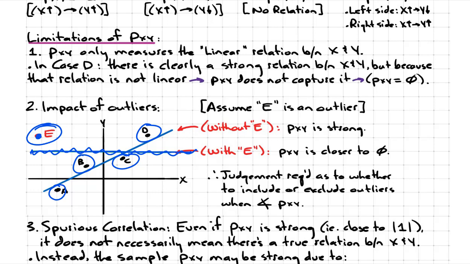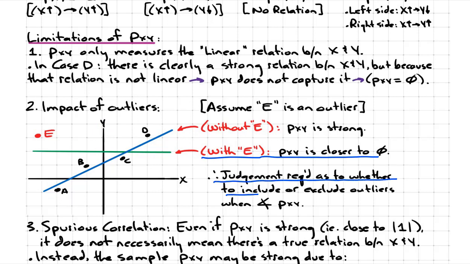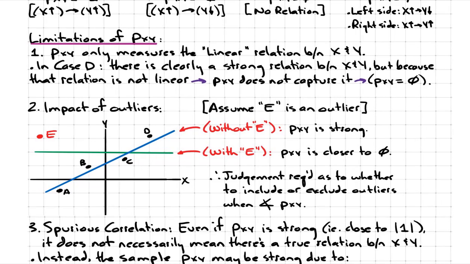And remember what we said, you can spot the algebraic sign of correlation through the slope of the line of best fit. If you just have a horizontal line, it means y is not sensitive at all to what's happening to x. Whether x is increasing or decreasing, the value of y just remains stationary. So there it is. With the outlier, now correlation is close to 0. So therefore, judgment is required as to whether to include or exclude outliers when calculating correlation. And that's what distinguishes a good analyst: judgment and discretion.